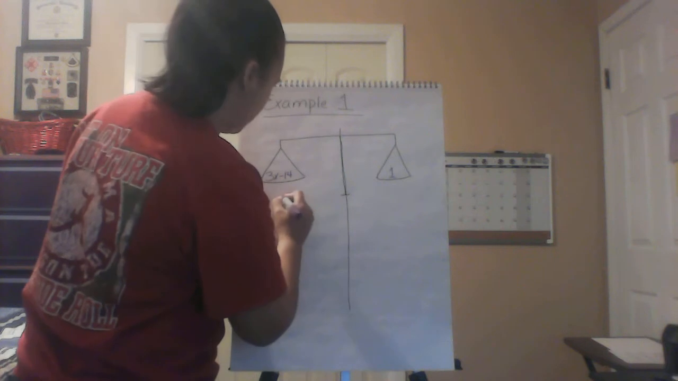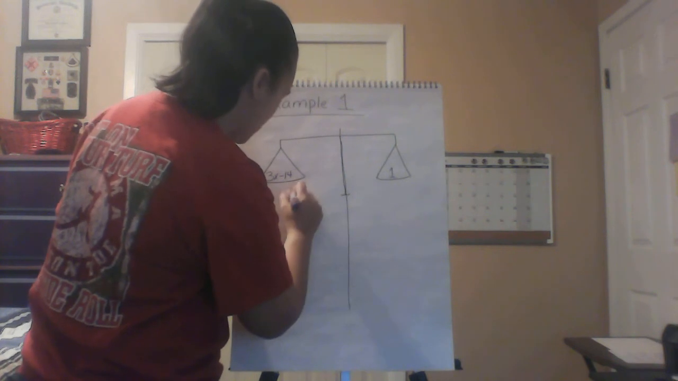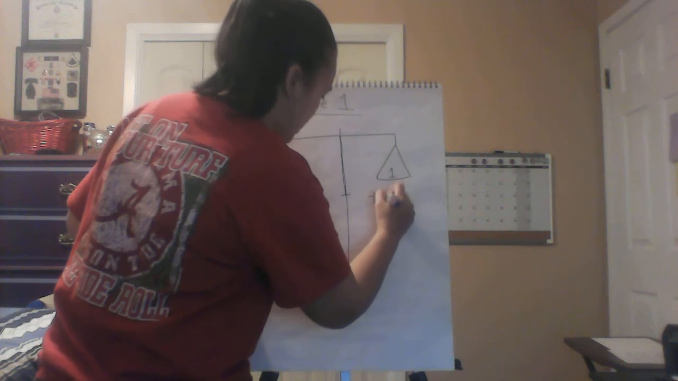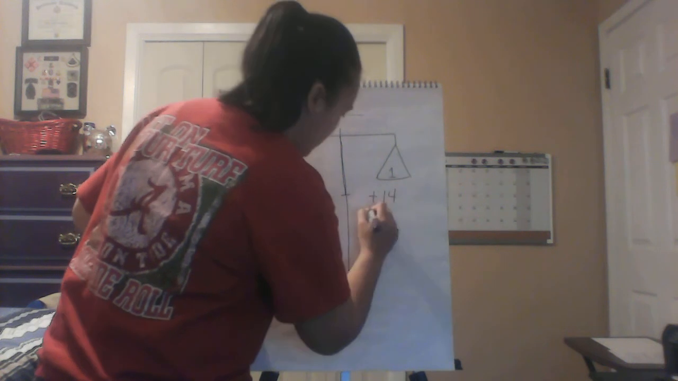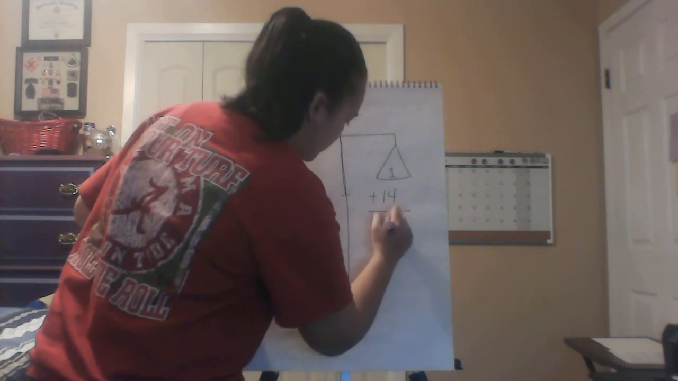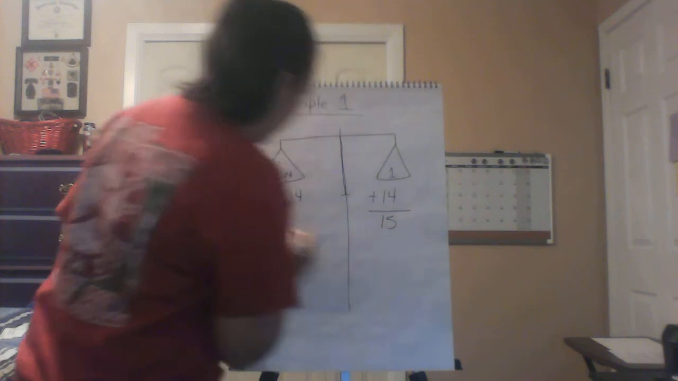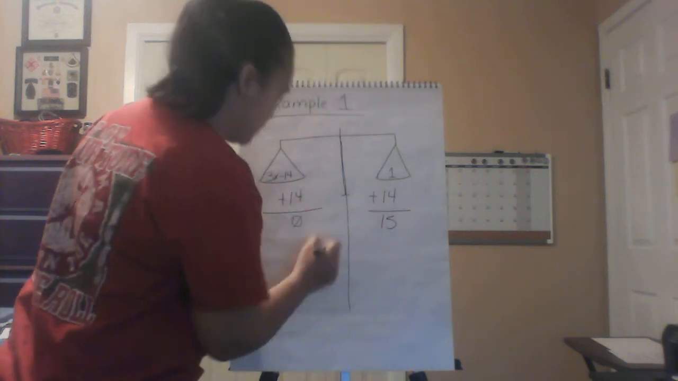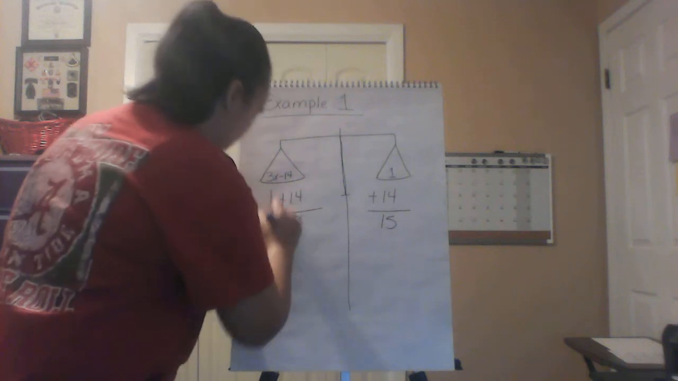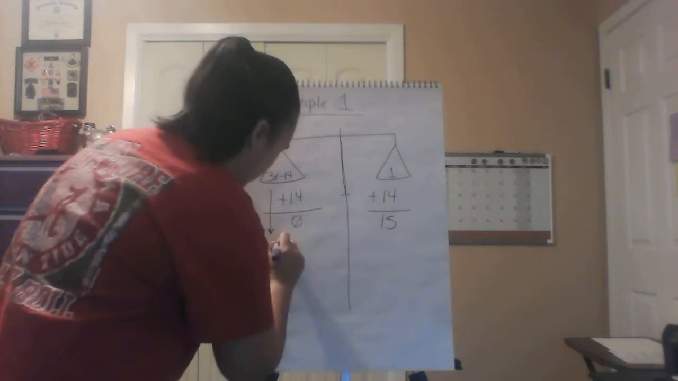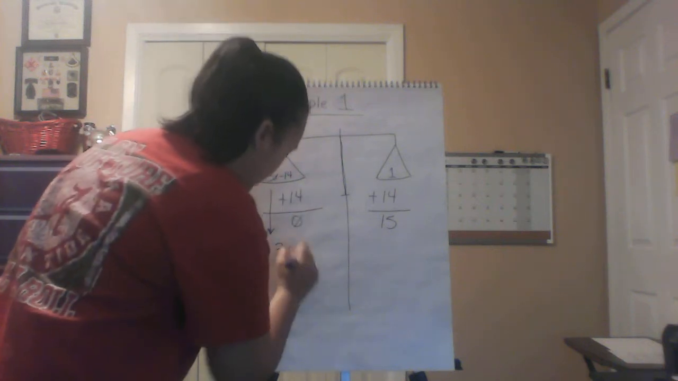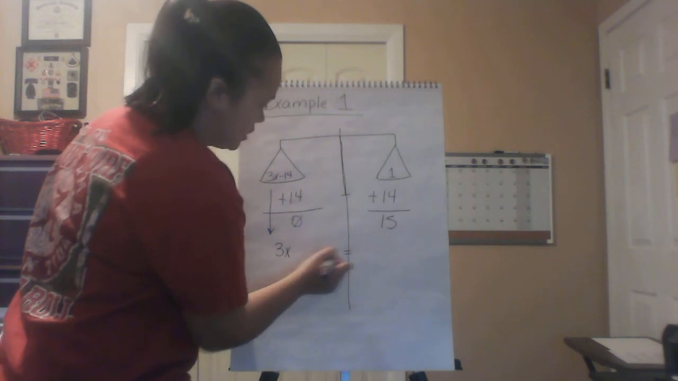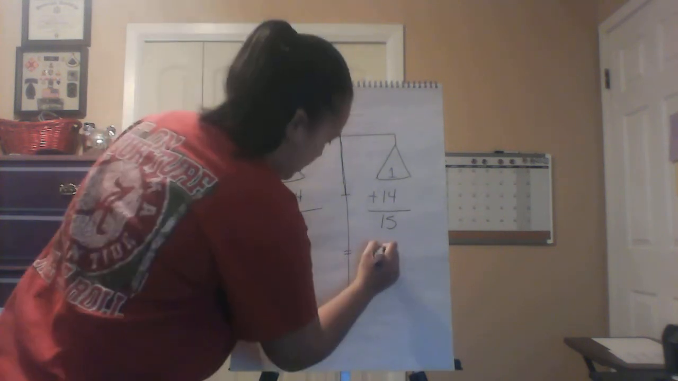So right here, we're going to add 14 to this side, which is going to give this one 15. It's going to make this one have 0 here. We're going to bring this one down. It's going to be 3x. And it helps if you put the equal sign here. You're going to have 15 here.